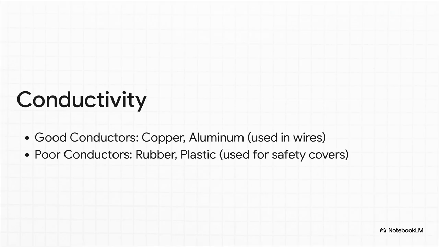And that property is called conductivity. Some materials, like copper and aluminum, are fantastic conductors, which is why we use them for electrical wires. Energy just flows right through. But then you have poor conductors, like the rubber or plastic that coats those wires. And thank goodness for that. That property is literally what keeps us safe when we plug something in.